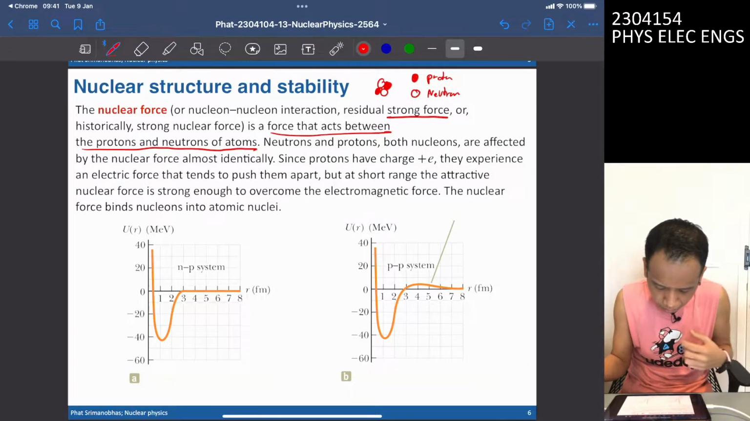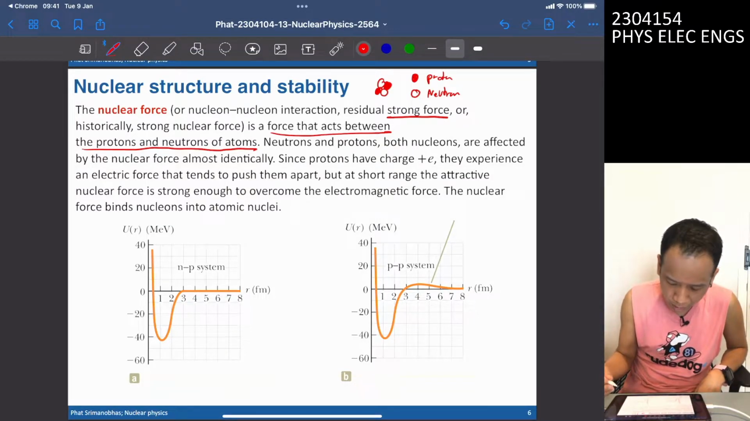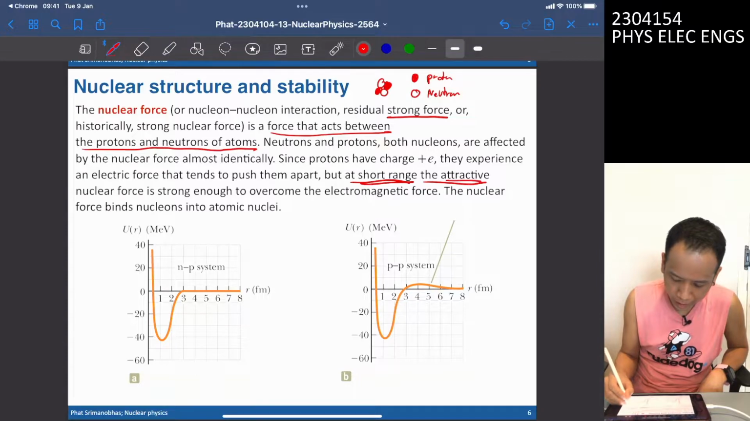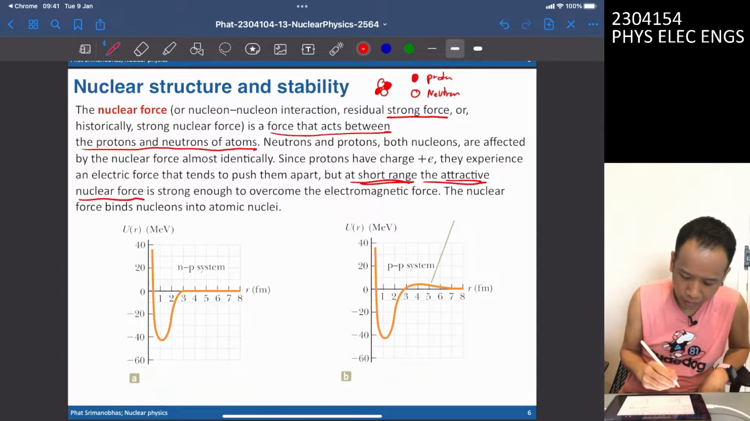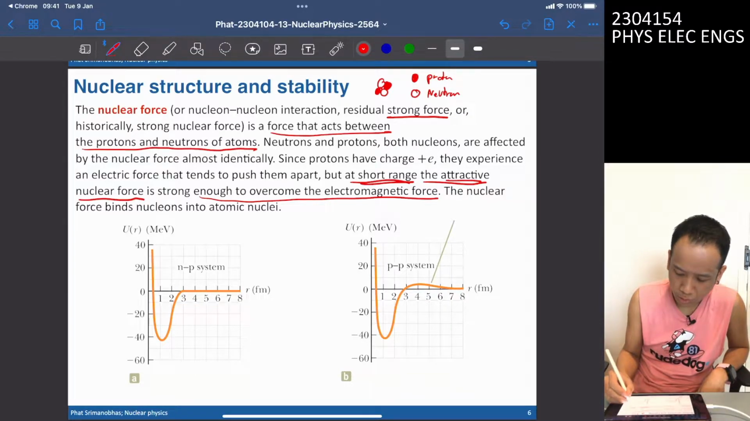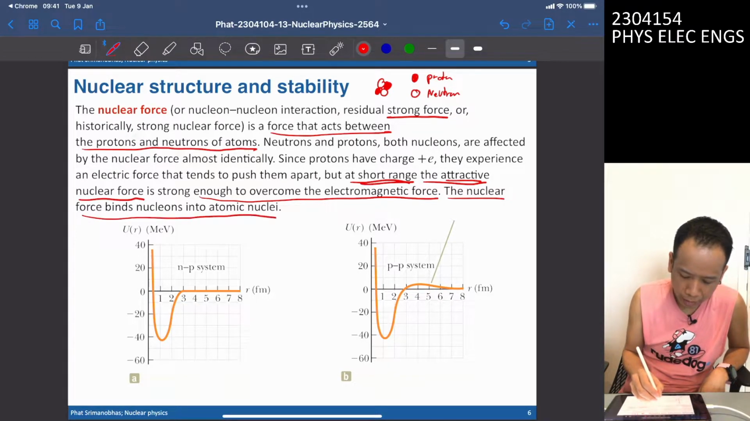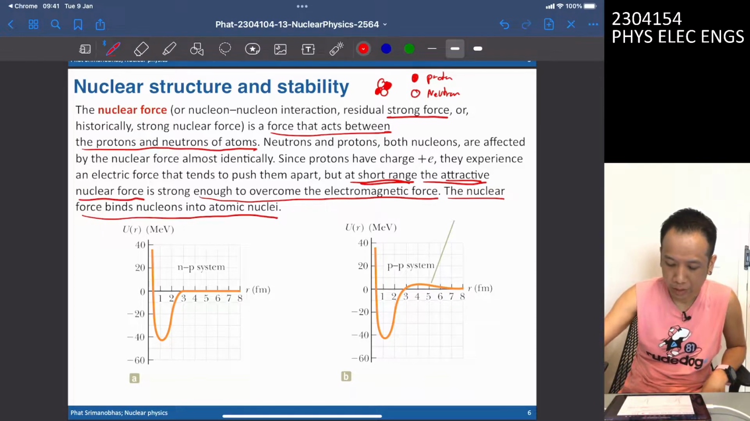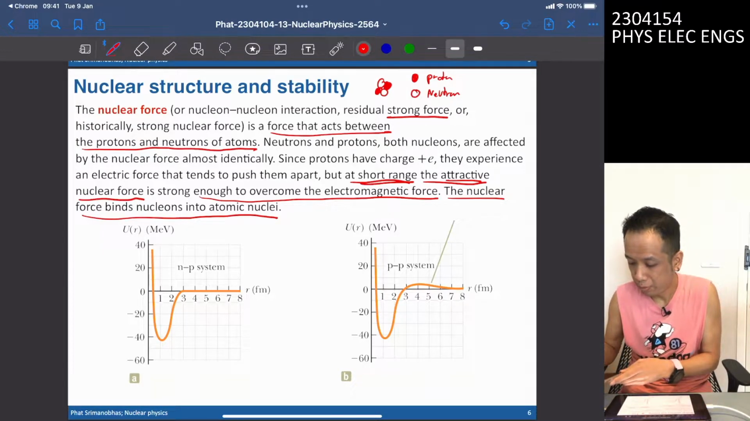Okay. So this strong force needs to be of very short range. That attractive nuclear force is strong enough to overcome the electromagnetic force, so the nuclear force can bind and make the atomic nuclei. Okay.